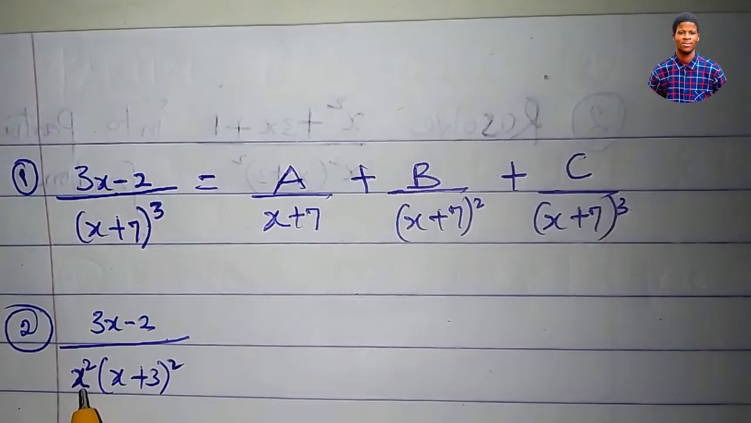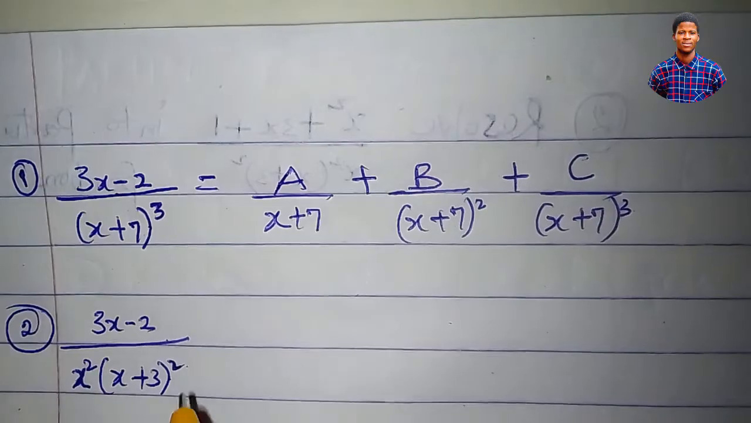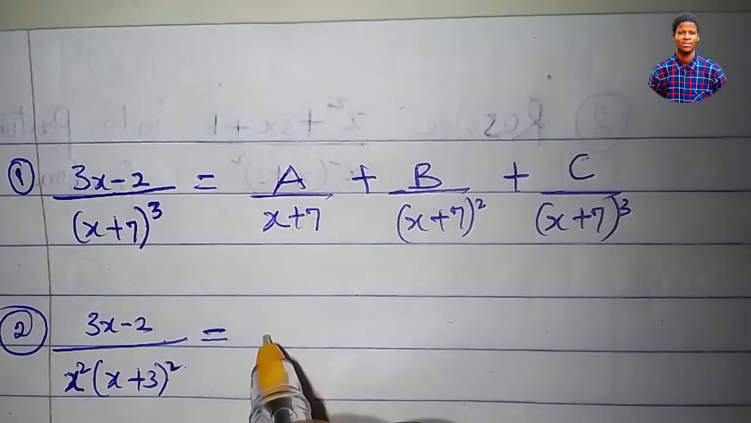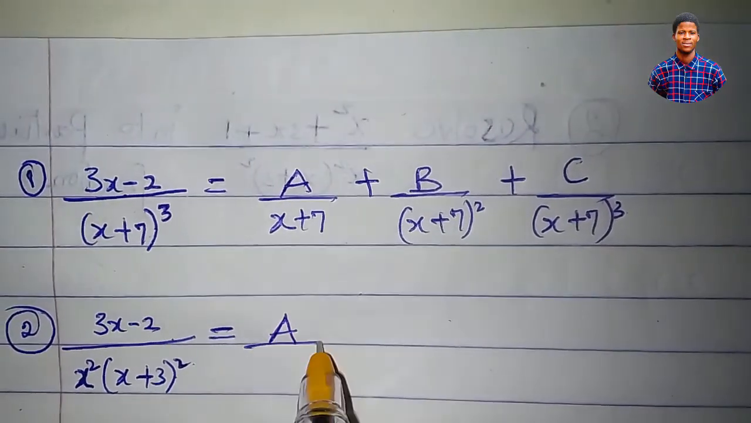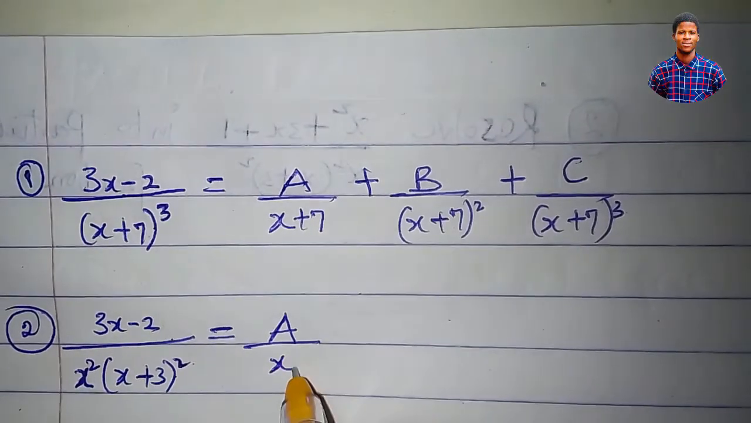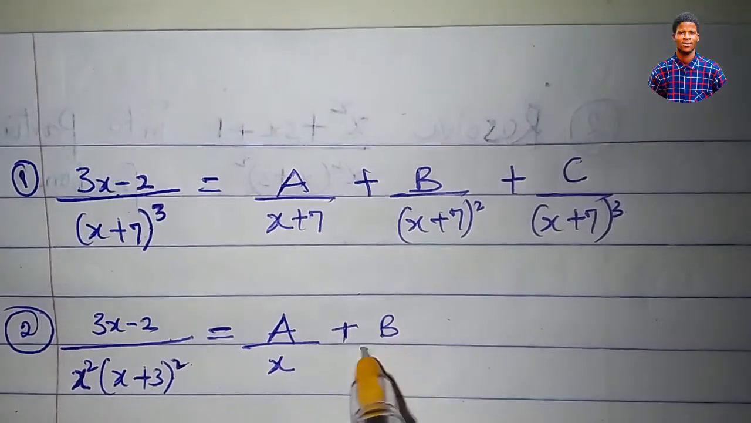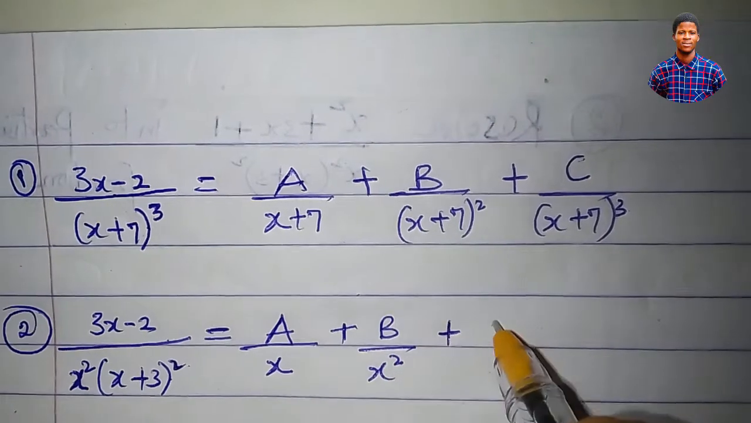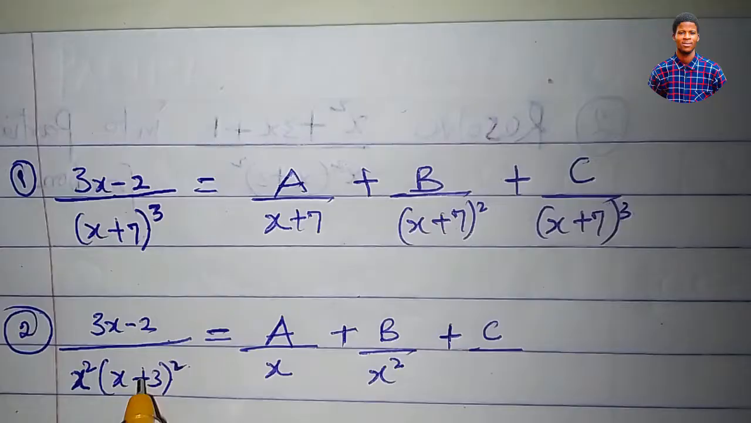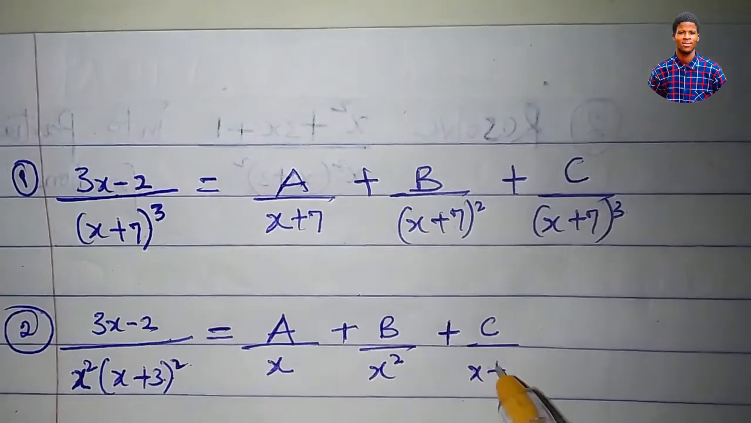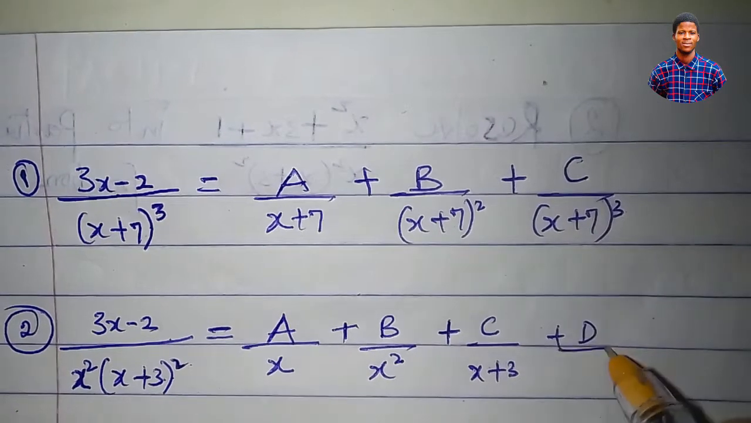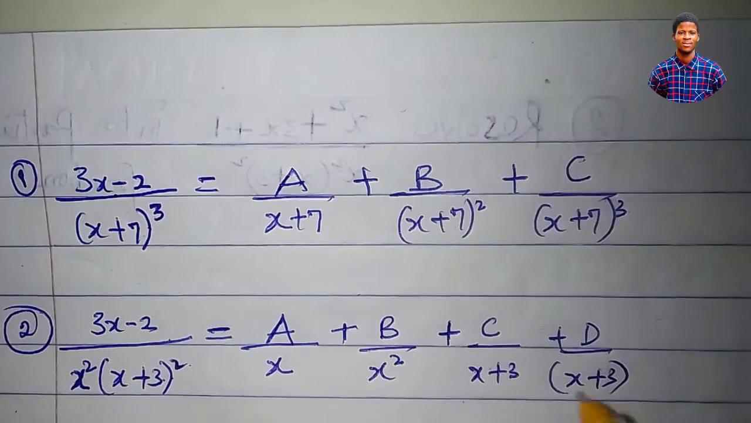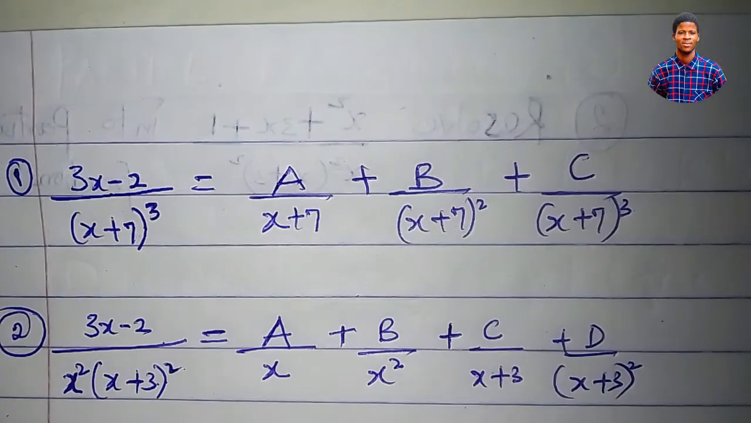How do I resolve this? At the denominator, I have x squared and x plus 3 squared. So the resolution will now be a all over x, plus b all over what? x squared, okay, plus c all over x plus 3, plus d all over x plus 3 squared. I hope you get what I'm doing. This is it for this very case.